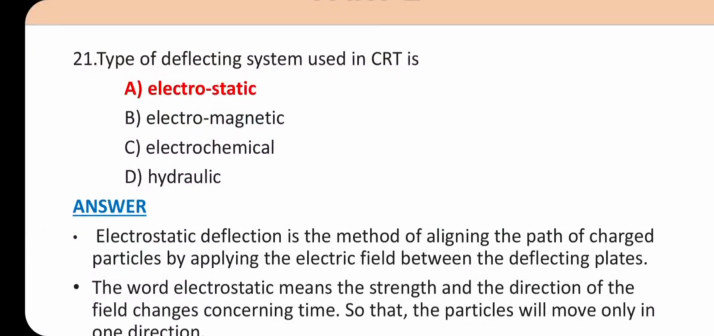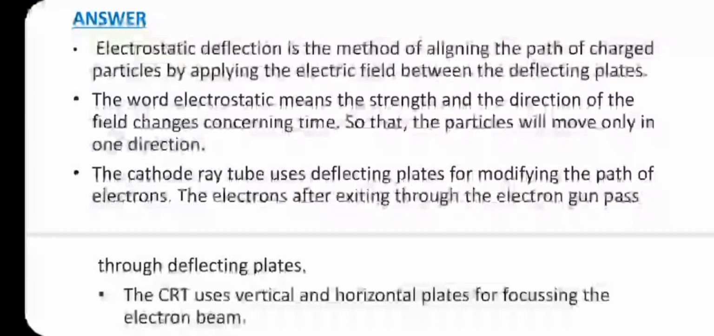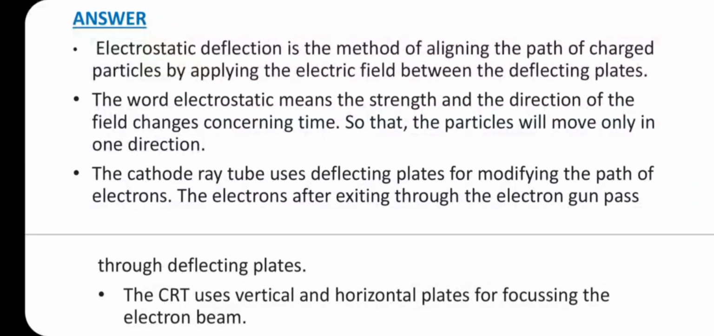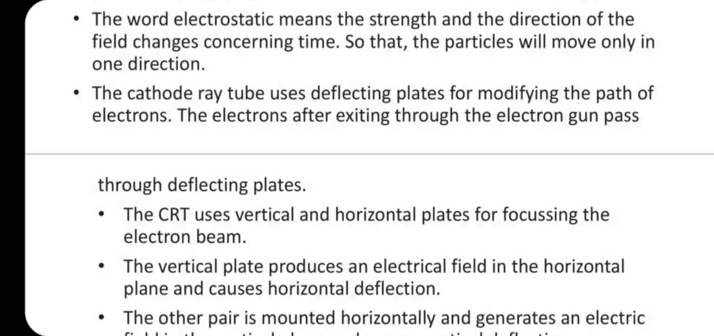Types of deflecting system used in CRT is, answer is option A, electrostatic. Electrostatic deflection is the method of aligning the path of charged particles by applying the electric field between the deflecting plates. The word electrostatic means the strength and the direction of the field changes concerning time, so that the particles will move only in one direction. The cathode ray tubes use deflecting plates for modifying the path of electrons.